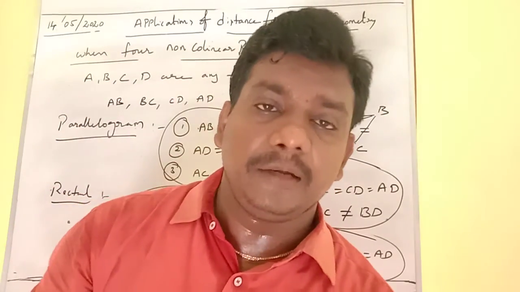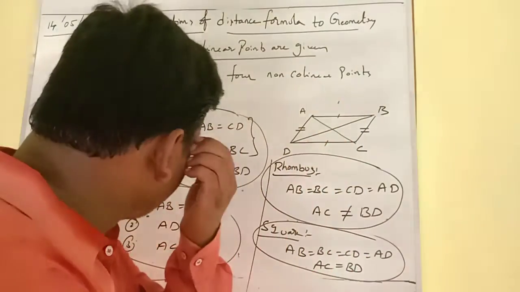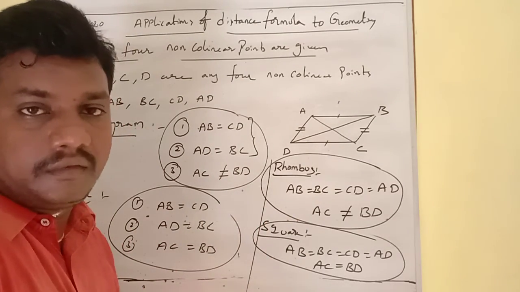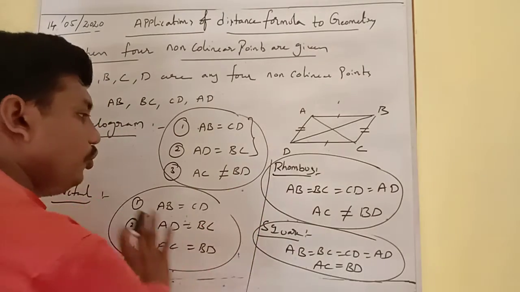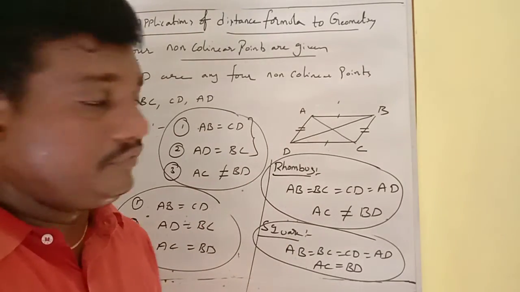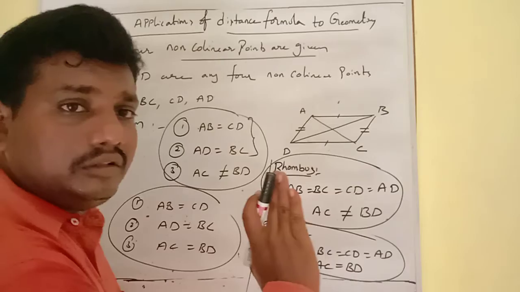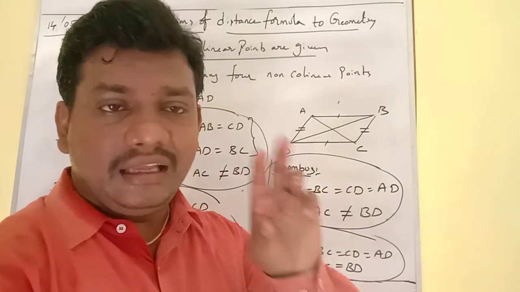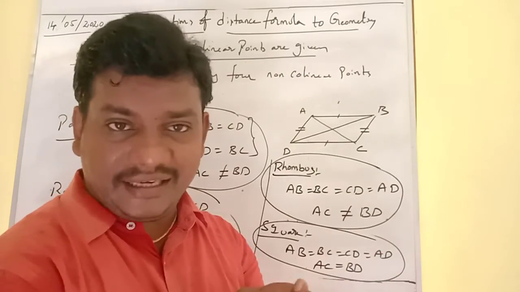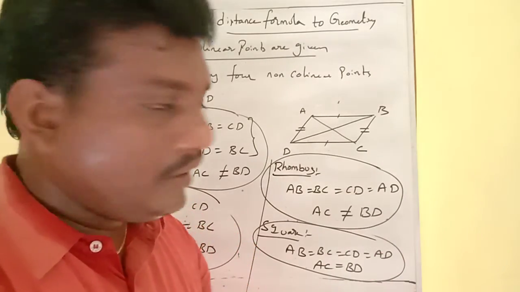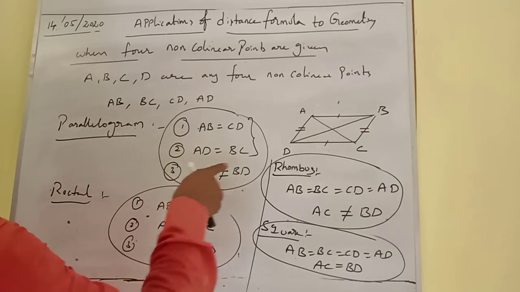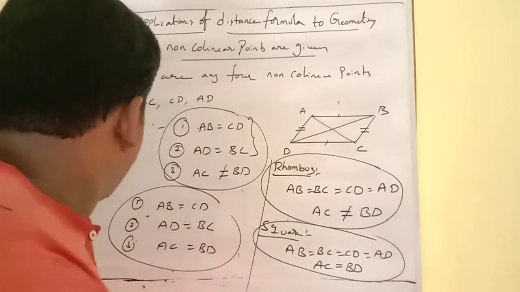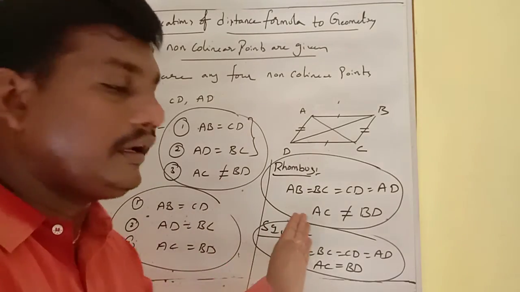These are the special types of quadrilateral we discussed: the parallelogram, rectangle, rhombus and square. For these 4 types, which are very important for questions, we must find only 6 distances, that is 4 sides and 2 diagonals. If you know the properties very well, it is very simple to find whether the given quadrilateral is a parallelogram, rhombus, rectangle or square.